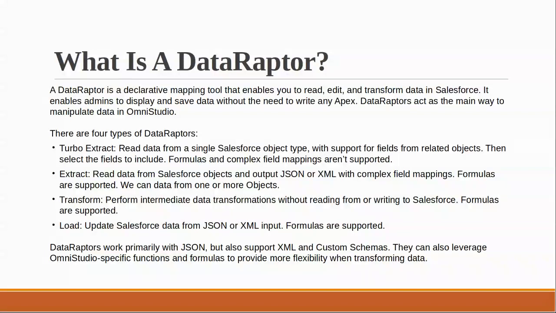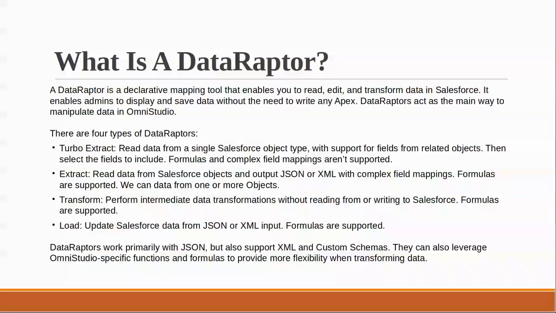Then the other one which we have is the DataRaptor Extract. Basically it is similar to Turbo Extract, but the difference is it can extract data from multiple objects, and it can give the output in the form of JSON and XML. Complex field mapping is supported over here, and formulas are also supported. We can also find data from one or more objects.